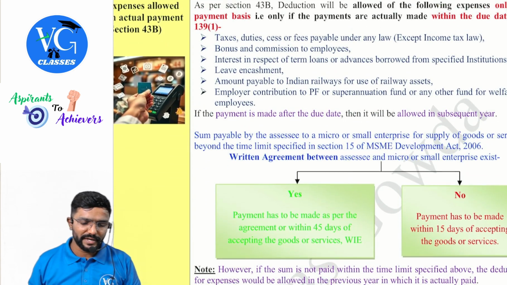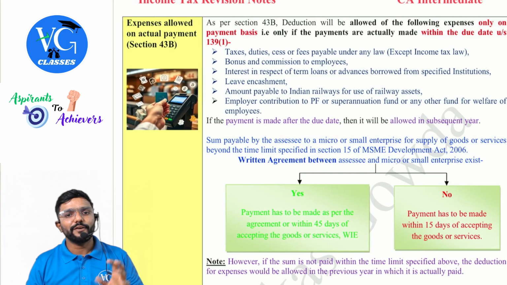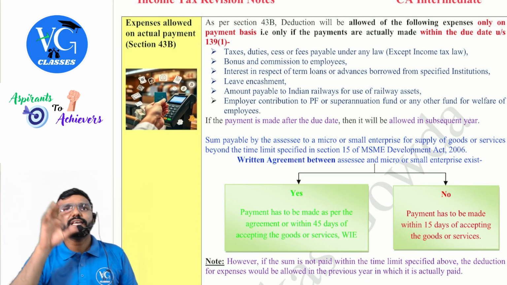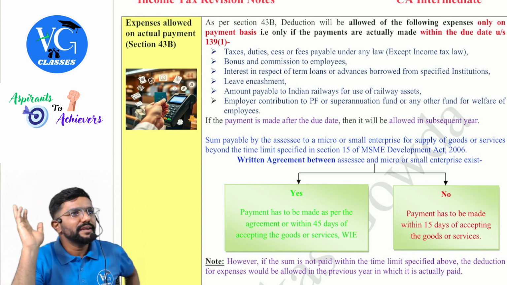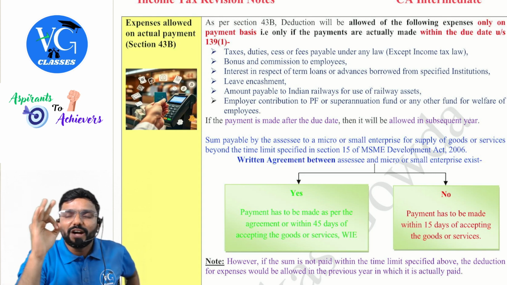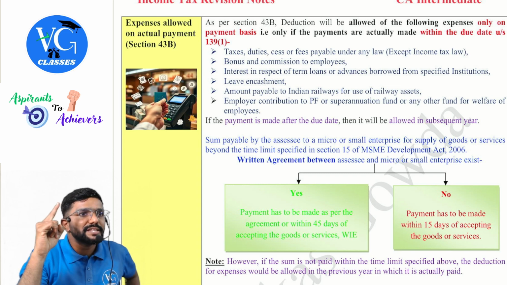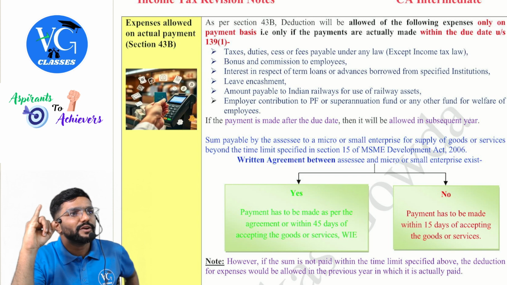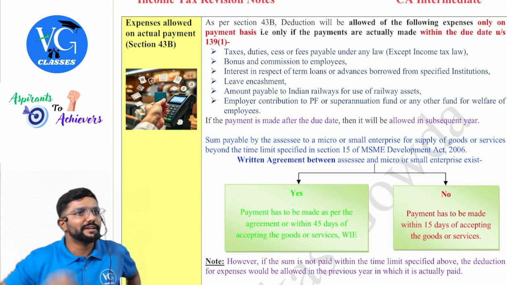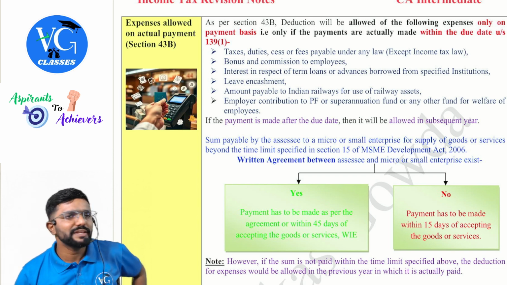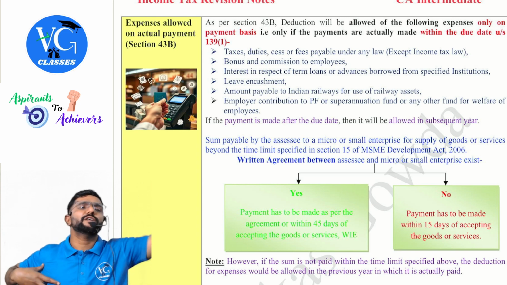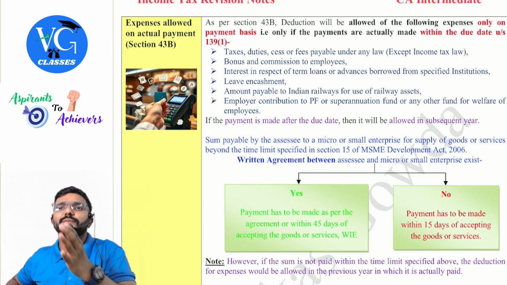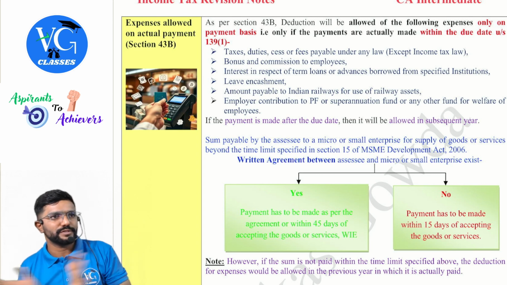Then 43B, important. Here they are telling that the following expenses are allowed only on payment basis. Guys, see, section 145 tells that for an assessee who has income under PGBP and other sources, for income tax purposes, they can either follow cash basis or mercantile basis, whatever they are regularly following. They are giving that freedom. Whatever I am regularly following for maintenance of my books of accounts, the same thing I can follow to compute the income under the head PGBP and other sources.